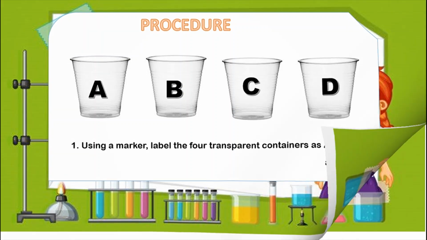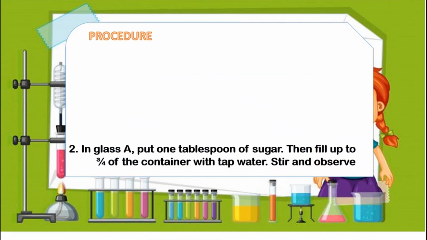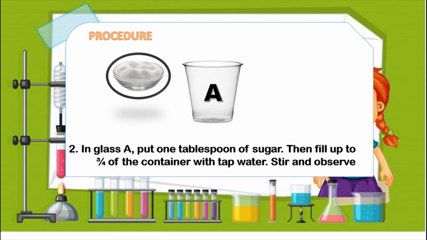Okay, next, number 2, procedure. In glass A, put 1 tablespoon of sugar, then fill up to 3/4 of the container with tap water. Stir and observe. So, sa glass A, butangan ninyo og isa lang ka tablespoon og sugar, no? Magkuha kag isa ka kutsara nga sugar diha, ibutang nimo dira sa container.